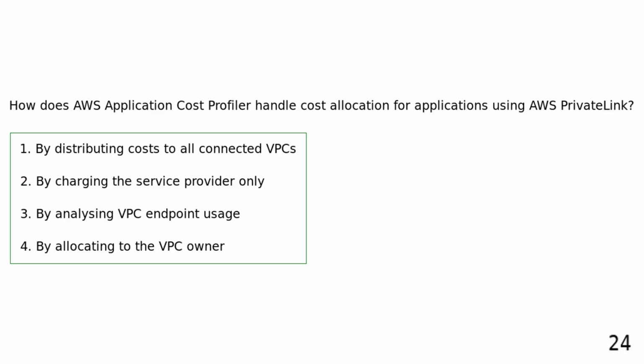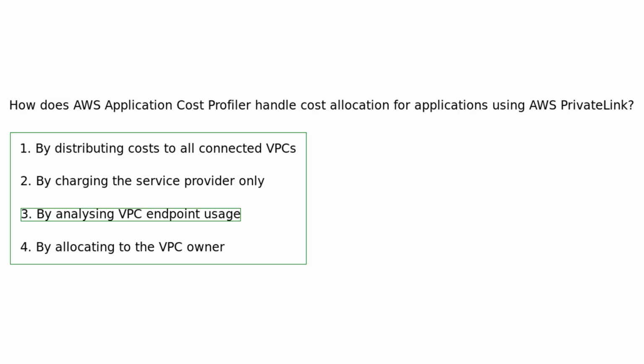How does AWS Application Cost Profiler handle cost allocation for applications using AWS PrivateLink? By distributing costs to all connected VPCs. By charging the service provider only. By analyzing VPC endpoint usage. By allocating to the VPC owner. AWS Application Cost Profiler analyzes VPC endpoint usage metrics to allocate AWS PrivateLink costs accurately among applications consuming the private services.